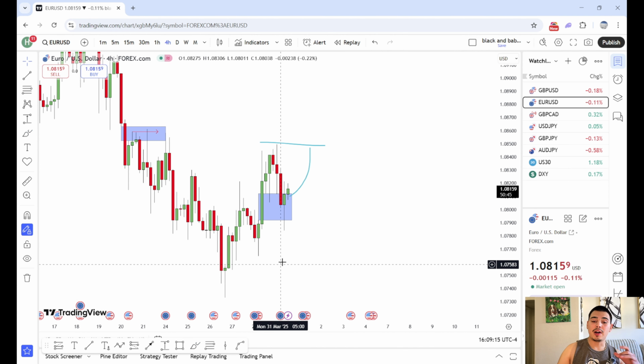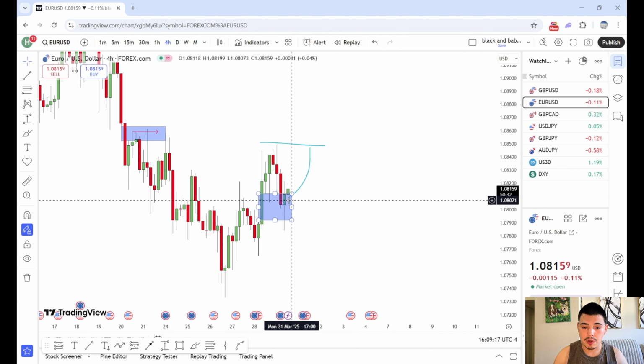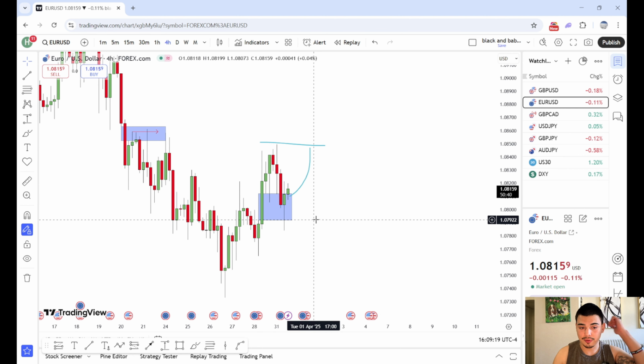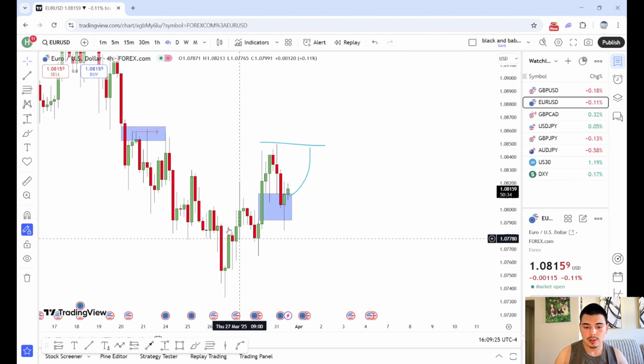All right. But this is a turtle soup right here, a Judas swing. This is what I would classify it right on the 4 hour here for Euro Dollar. Okay. So that's a bearish and a bullish turtle soup situation.